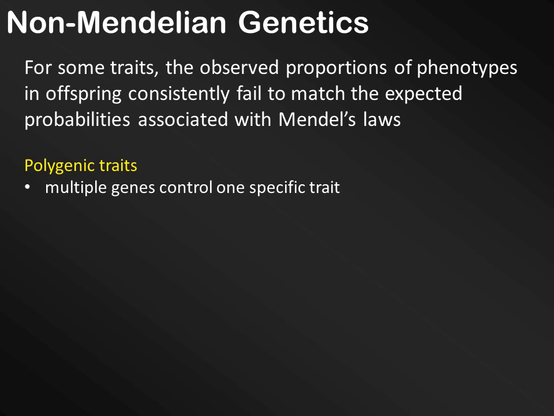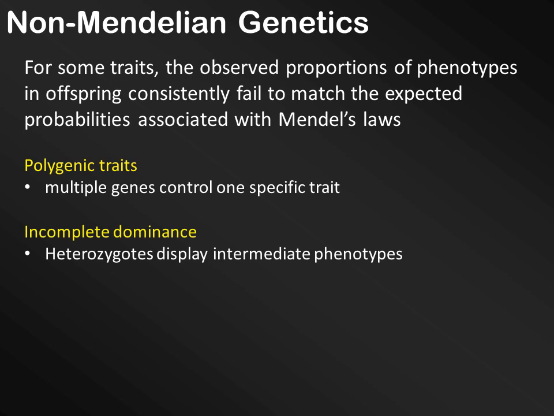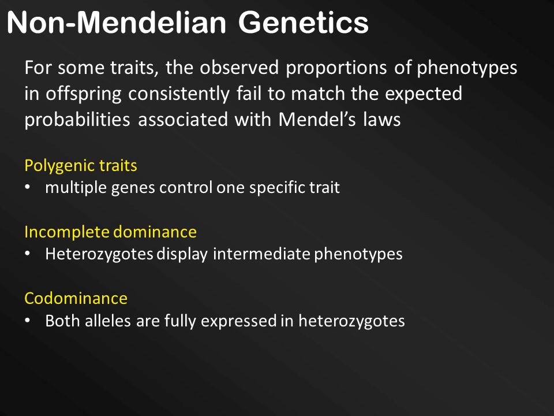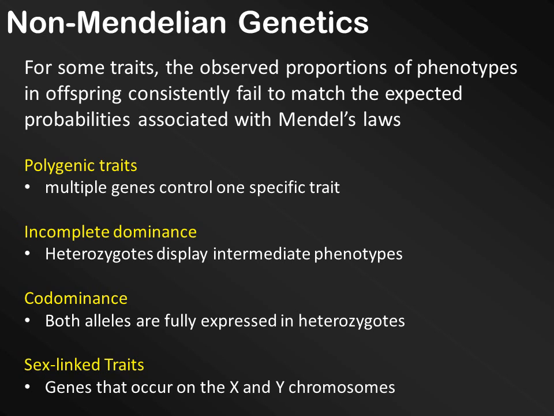Examples of traits that follow non-Mendelian genetics are polygenic traits, where multiple genes can control the characteristic; incomplete dominance, where the heterozygotes display phenotypes that are in between the dominant and the recessive phenotype; and traits controlled through codominance, where both alleles are in fact dominant and fully expressed in heterozygotes. And there's also the case of sex-linked traits, genes that occur on the X or the Y chromosomes, and therefore their pattern of expression is predicted by the sex of the offspring.